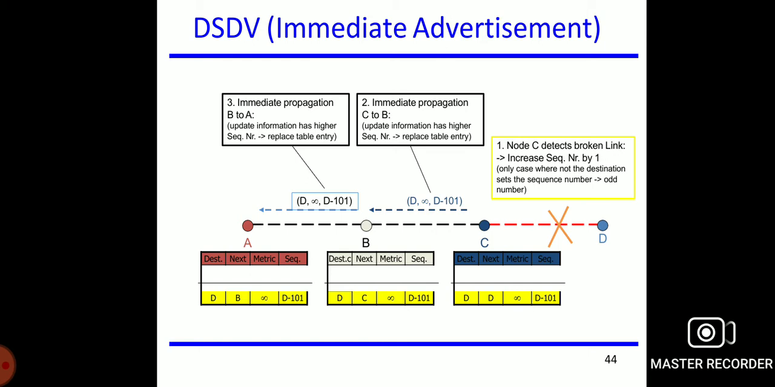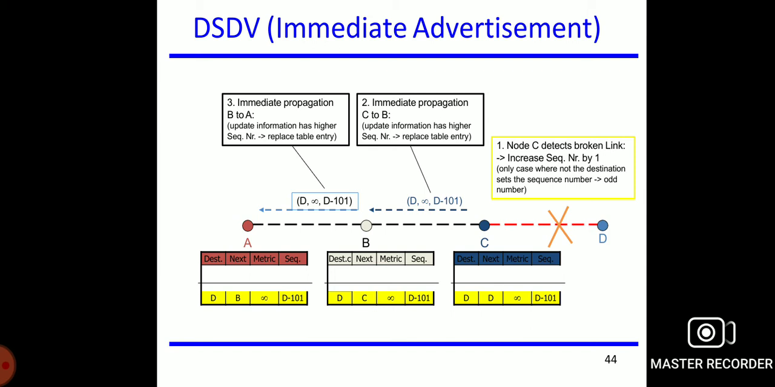So in the immediate propagation from B to A, it updates the information as a higher sequence and replaces the table entry. Then in the next step, the immediate propagation from C to B updates the information as a higher sequence. That is the propagation from C to B. And the third case is that node C detects the broken link. It increases the sequence number, the only case where a non-destination node sets the sequence number, which is odd or even.